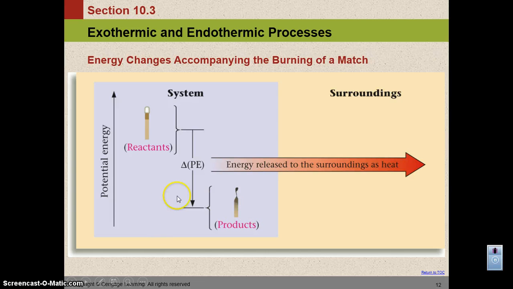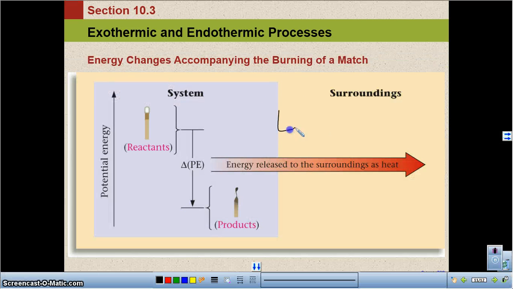So in an exothermic reaction, let's just write that across here, exo, out, heat, the reactants have a higher potential energy than the products. And in an endothermic reaction, we're going to see just the opposite because energy is going to go into the system. So our reactants are actually going to have a lower potential energy than what our products have because energy is going in, so the products will have a higher potential energy.